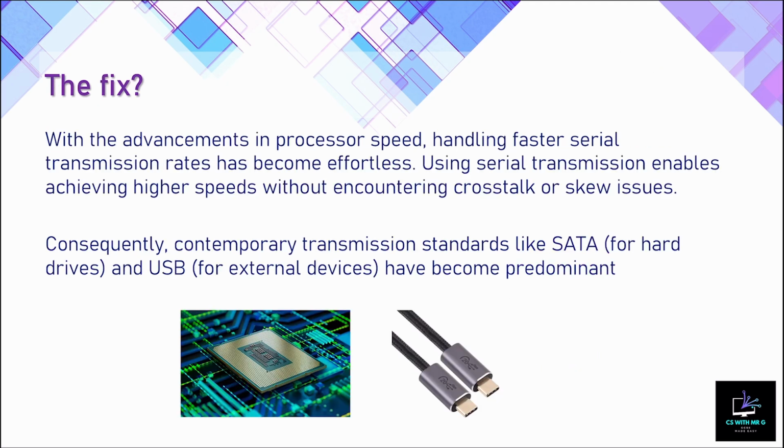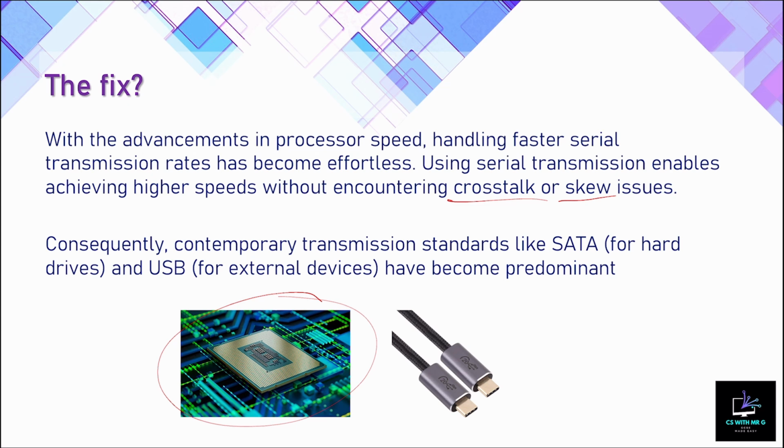So as I mentioned, the CPU tends to be the only place where parallel transmission still takes place today. That's because everything inside the CPU is so close together. Data doesn't have to travel long distances. It's literally there within the CPU. So crosstalk and skew issues don't tend to happen because it's so close together.